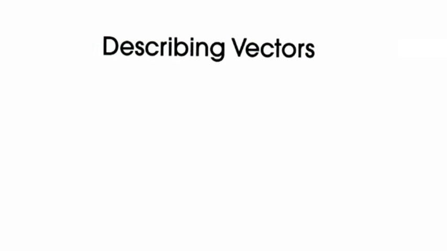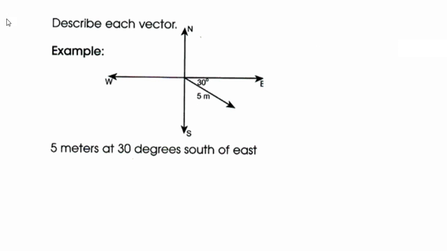Describing vectors. This is a short video lesson going over some problems in a worksheet that we're going to be having in a little bit. So basically we're going to get into the nomenclature of describing vectors with their direction and magnitude. And so we have a couple example problems.